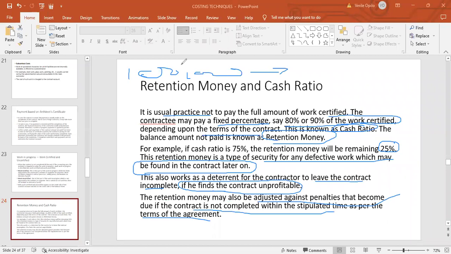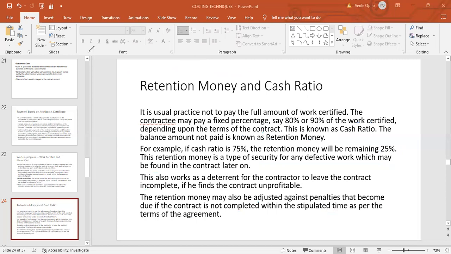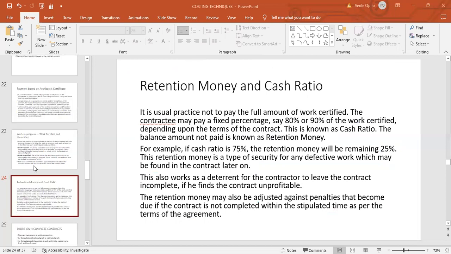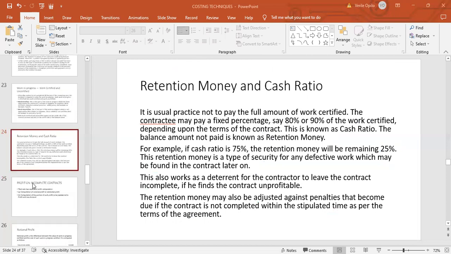So if now you fail to fulfill your contract within the specified time period, the company or the contractee can decide to forfeit the payment of this retention money, because now it will go to compensate them for you not completing within the scheduled time period. So thus, that is again another important element with regard to the preparation of contract accounts.